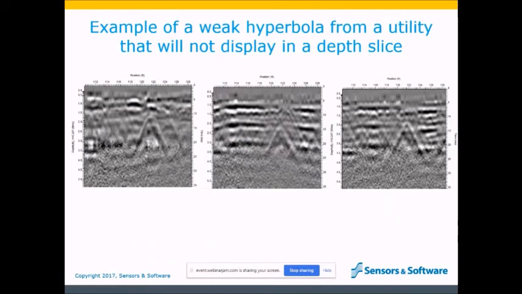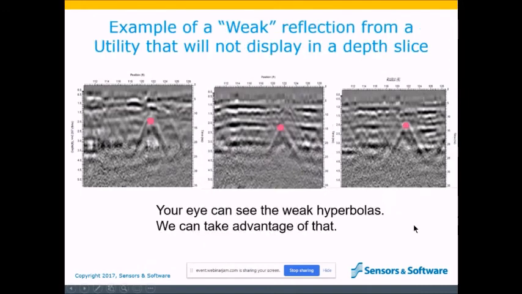So how do we augment the depth slices to show these weaker hyperbolas? We do that by adding point interpretations to them. We take advantage of your eye's ability to see weak hyperbolas and we add points to them. In this example, I've added pink dots to the tops of the weak hyperbolas.